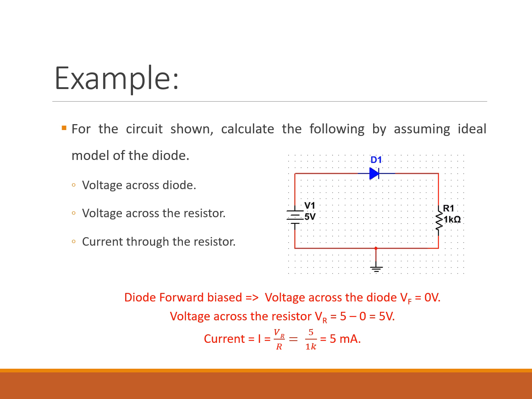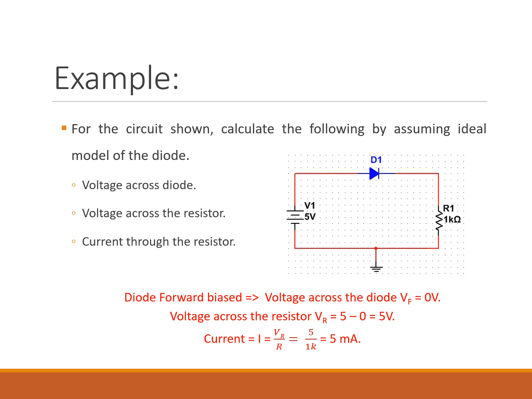If you remember that a forward-biased diode equals a closed switch, the voltage drop across the diode, V sub F, is equal to 0 volts. And what are we solving? We need to calculate the voltage across the diode, the voltage across the resistor, and the current through the resistor. So step one, voltage across the diode. Since the diode is forward biased and we're using the ideal model, V sub F is going to be 0 volts.